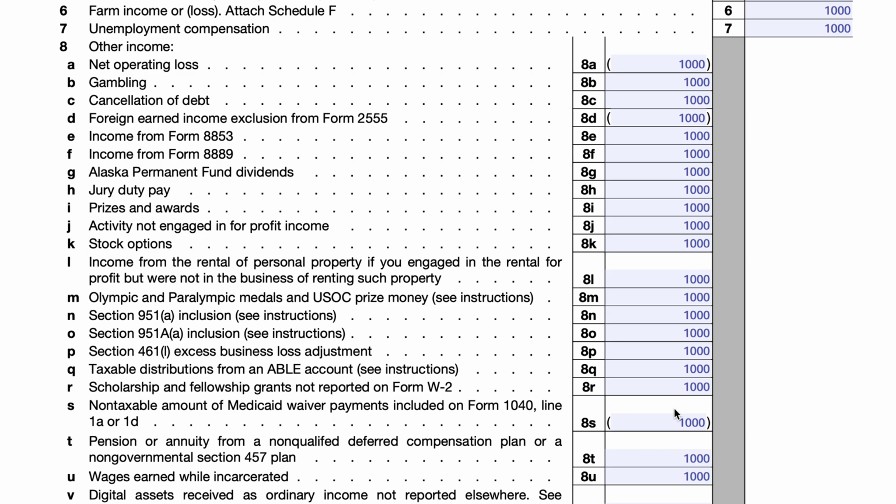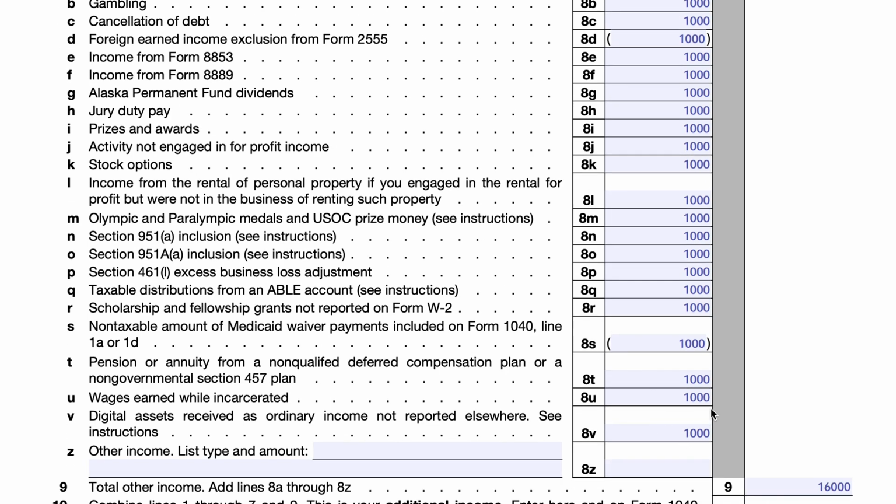And line 8T, this is your pension or annuity from a non-qualified deferred compensation plan or a non-governmental Section 457 plan. This would be reported on your box 11 of your W-2. If that's blank, you may need to contact your employer. Let's see. Line 8U, wages that you earned while incarcerated. Believe it or not, inmates do receive either a W-2 or a Form 1099. So you might receive that, and that's where you would report that on your tax return.